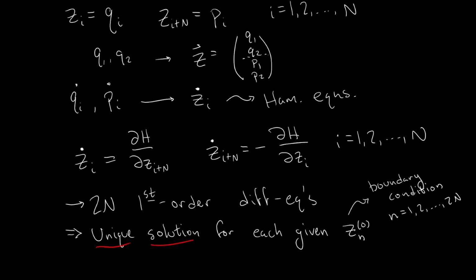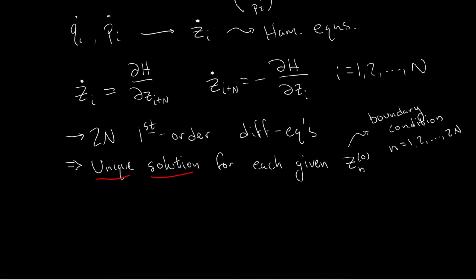Specify my boundary conditions for these first order differential equations, I'm guaranteed a unique solution. So this is actually an important point. Because now all I have to do is give my Hamiltonian, get my differential equations, specify my boundary conditions, and I have the complete evolution of the system for any time, right? Once I specify this, I now know the state of the system at any other time exactly.